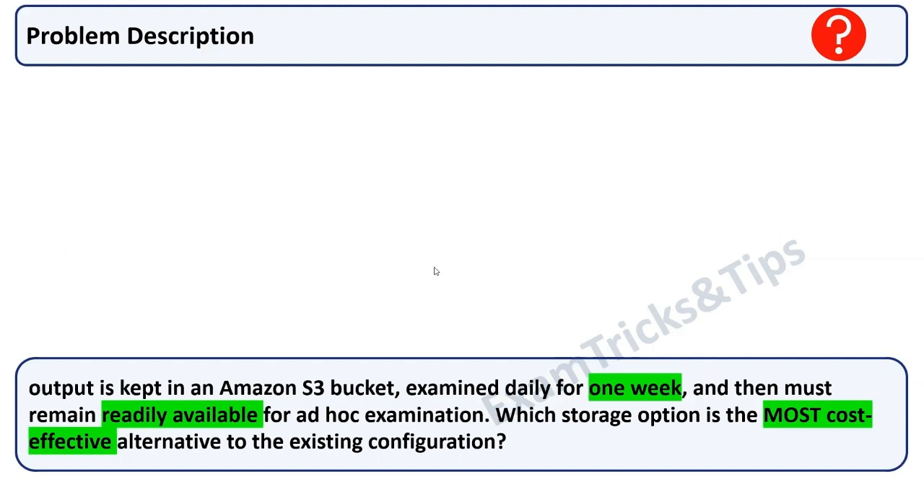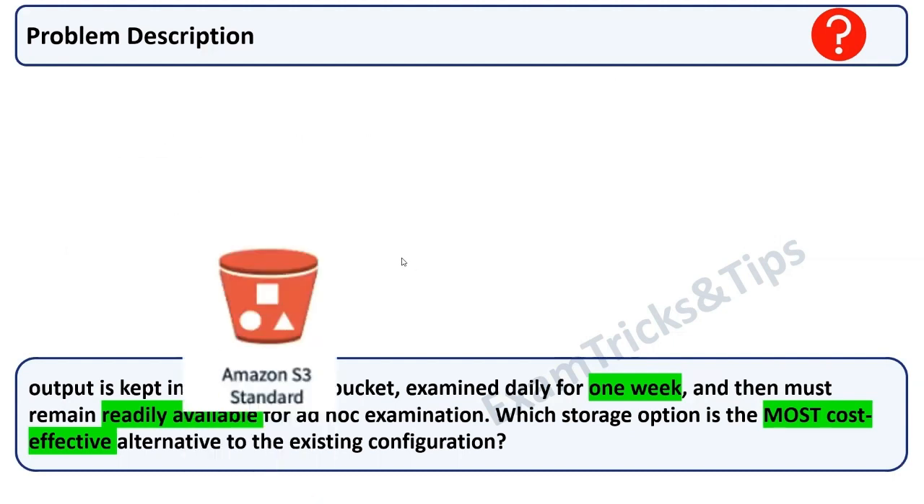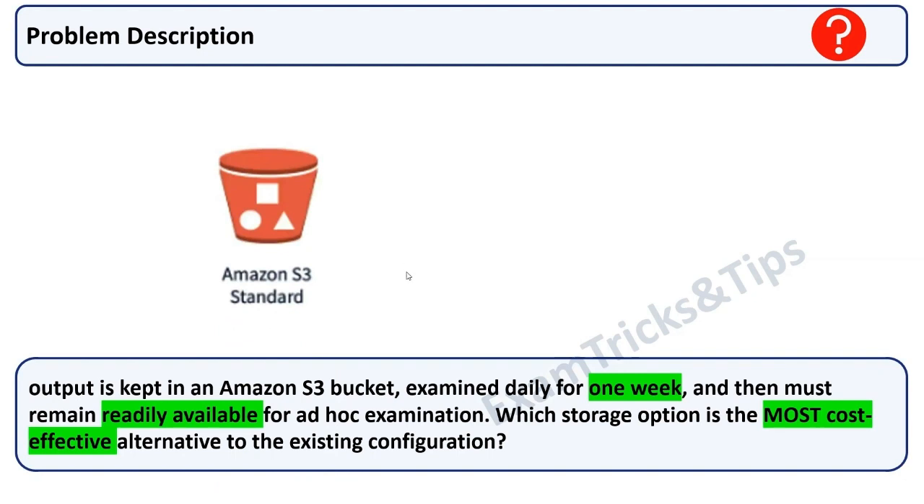Let's understand the problem description. What we are saying is we have an Amazon S3 Standard bucket being used for storage, and the data is examined daily for 1 week. So for 1 week, data is frequently used. So this is an important bit. And after that, we don't access it very regularly, but it needs to be readily available for ad hoc examination.